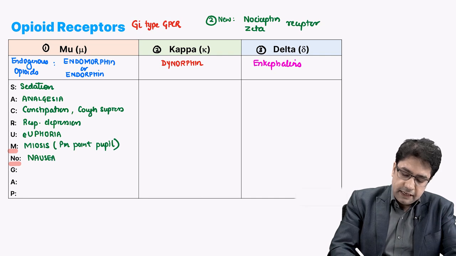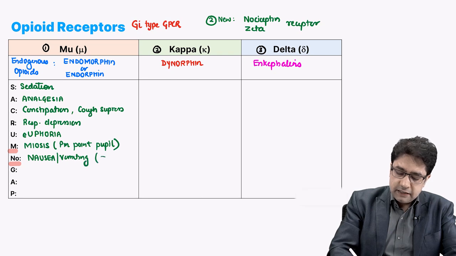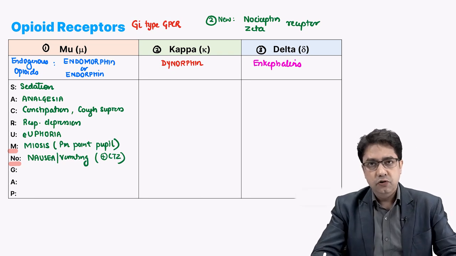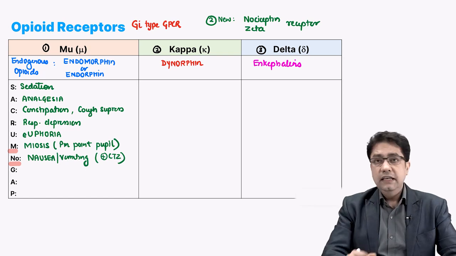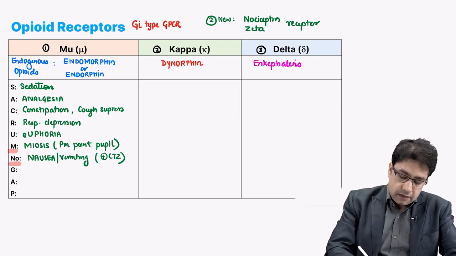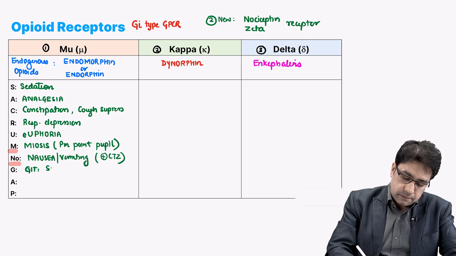When a person takes an opioid, it leads to nausea and vomiting because they stimulate the CTZ area of the brain, that is the chemoreceptor trigger zone, which is the vomiting center of the brain. Now, in the GIT, remember they produce spasm of sphincters.